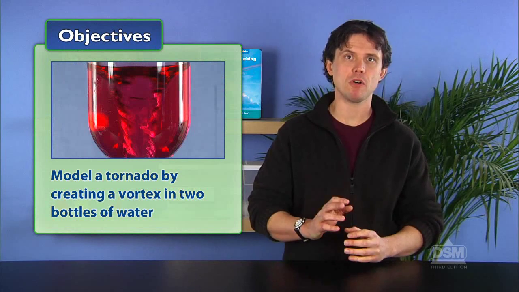In Activity 9, Tornadoes, students discover how tornadoes form, then reproduce them on a much smaller scale in the classroom. They first model a tornado by creating a vortex in 2 bottles of water and explore some characteristics of tornadoes. Finally, they discuss ways to stay safe during a tornado.